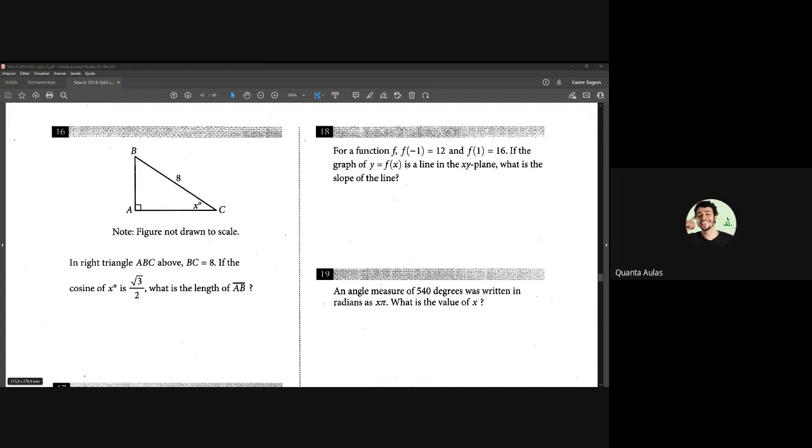Te deu 2 pontos, né? Sim. O slope é delta y dividido por delta x, né? 16 menos 12, daí é... 1, então é 2. 2, isso.